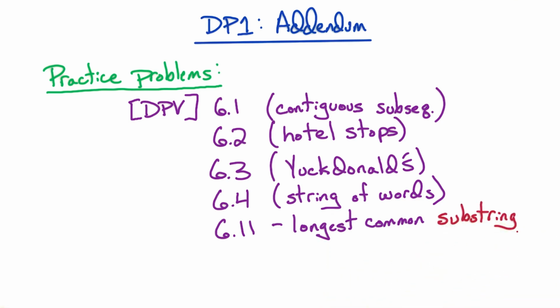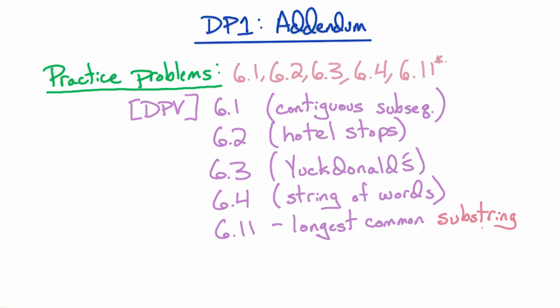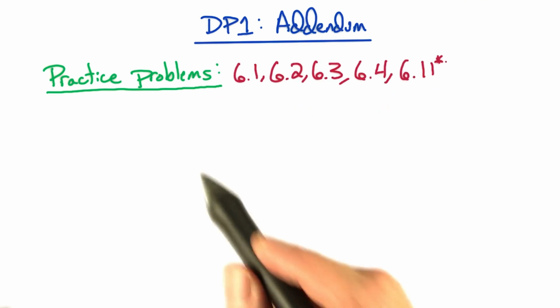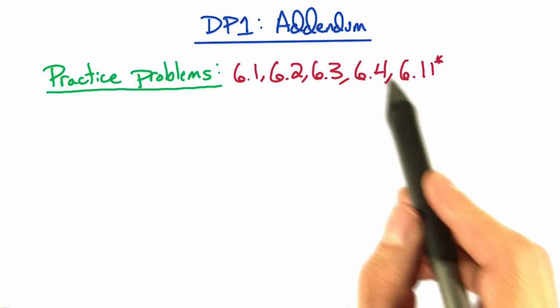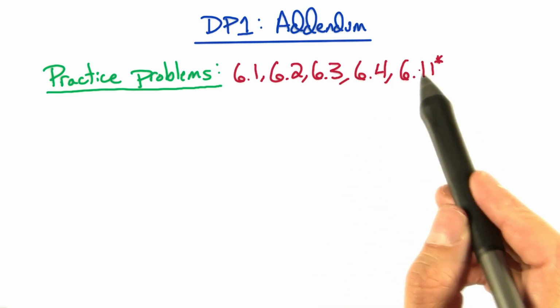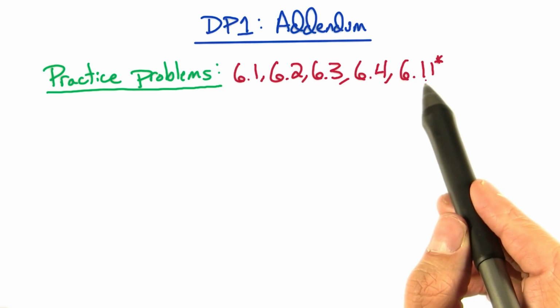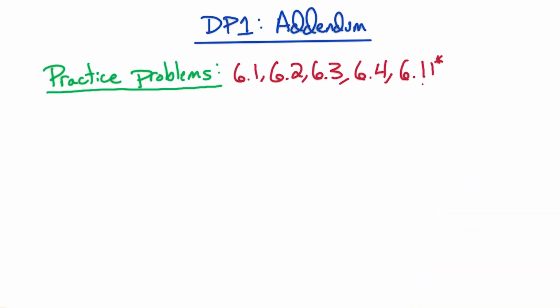But for practice, you might try the variant where you do the longest common substring. It's useful to look at how dynamic programming solutions vary. What's the difference when you have substring versus subsequences? Once again, at this point you should be able to do these practice problems, 6.1, 6.2, 6.3, 6.4, and 6.11, or this variant of 6.11, where you do substrings instead of subsequences.